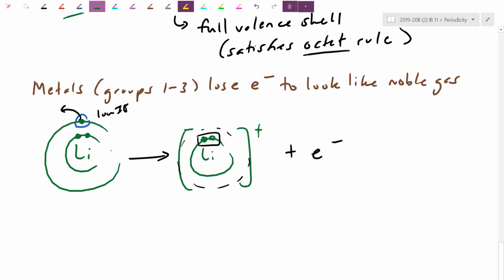Similarly, for other things like beryllium and boron, they may have 2 shells, 2 valence electrons, 3 valence electrons. They typically also have larger radii. You might need to ionize them more than once, but they're going to eventually try to look like their closest noble gas.